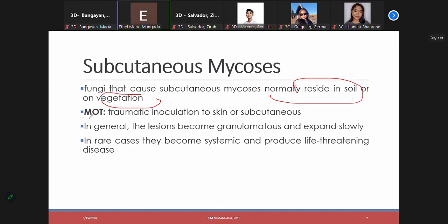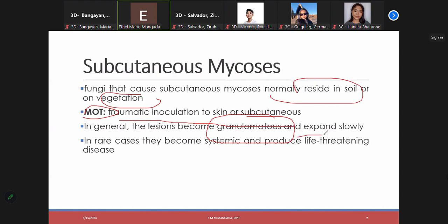So, the mode of transmission, just like the others we discussed, is through traumatic inoculation to the skin or subcutaneous tissue. For example, you get pricked with a plant thorn or material infected with soil harboring these microorganisms. Or in the forest, for example, you get pricked by wood with the microorganism, so you can get these types of infections. In general, do not forget, your subcutaneous mycoses are granulomatous. They cause granulomatous infection.